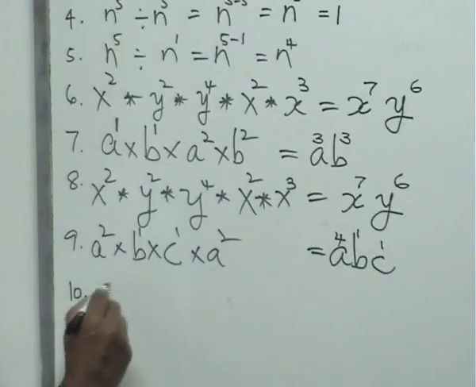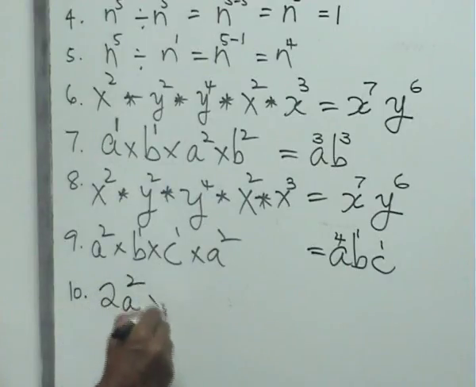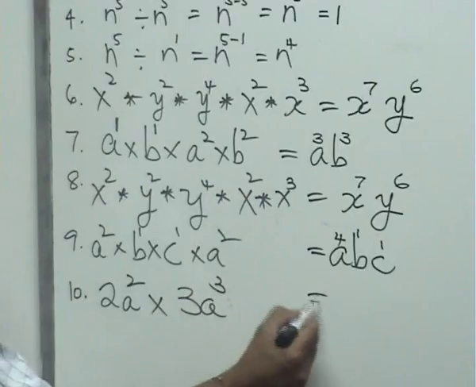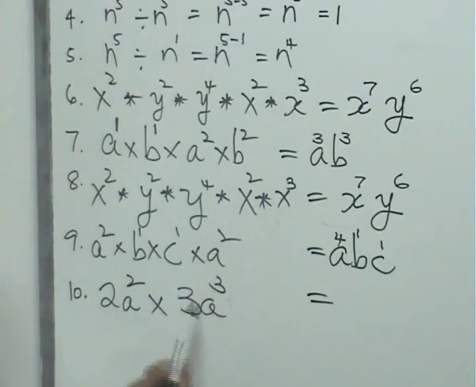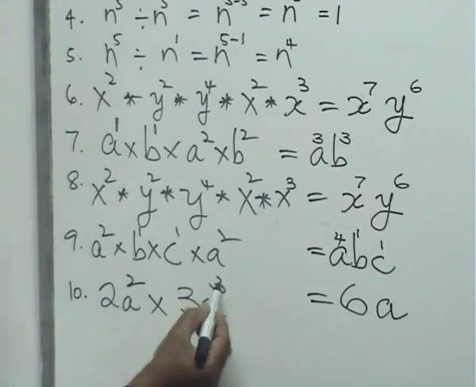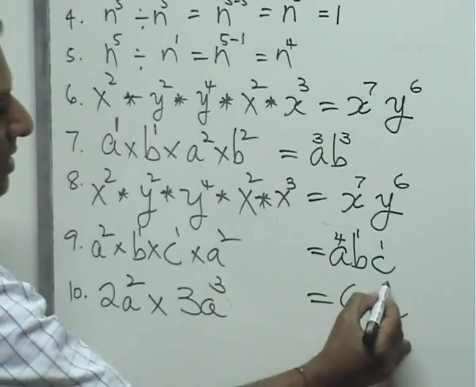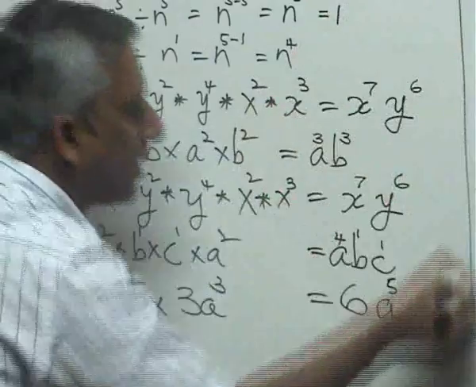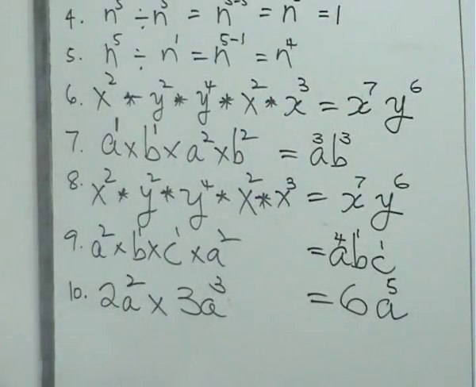Number 10. 2a squared times 3a cubed. Now, in addition to the powers, you got numbers. Well, the numbers is straightforward. 2 times 3 is 6. Then you got the base a, write it down. 2 plus 3, because we're multiplying, we have to add 2 plus 3, 5. Alright, I'll do the rest of the answers on the other side. So that's your answers for number 1 to 10.